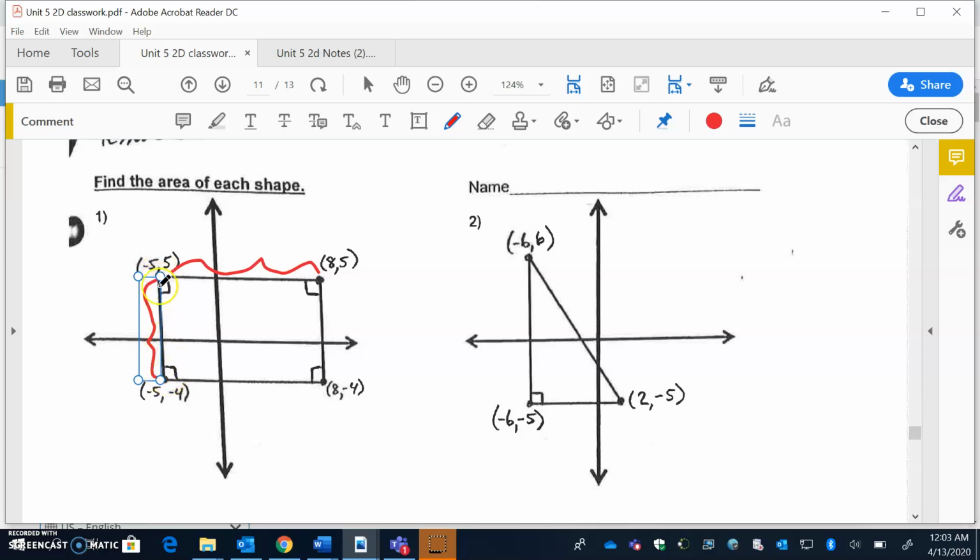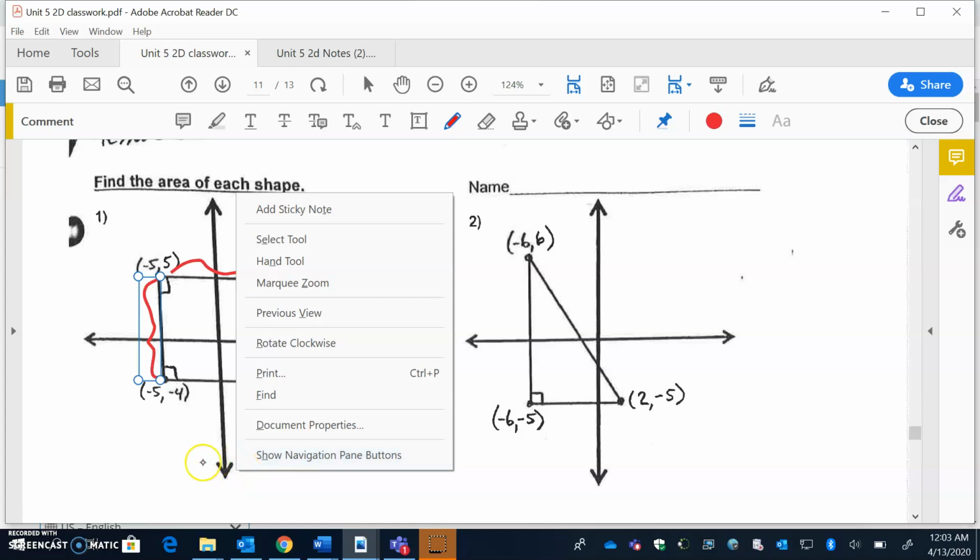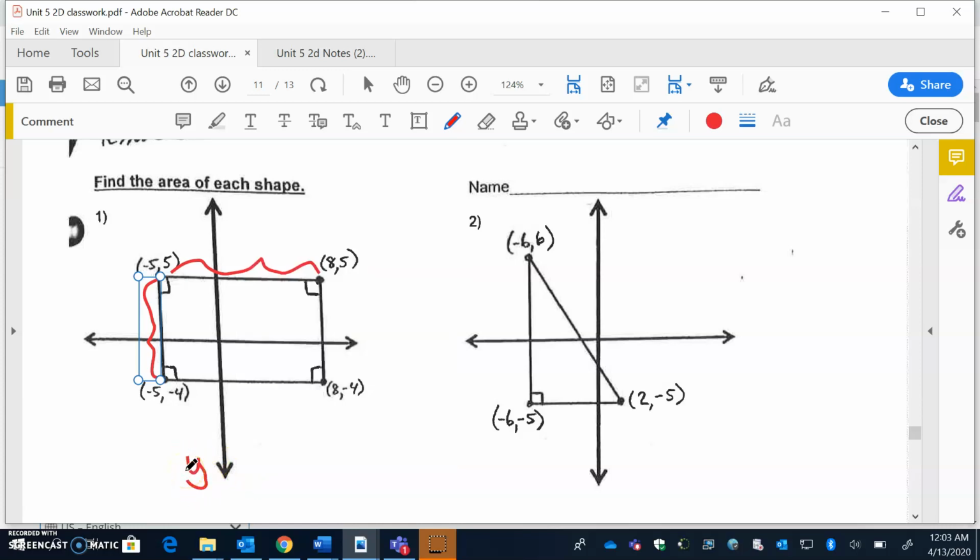And because this line goes up and down, it goes up and down just like your y-axis. So because of that, I'm going to use the y coordinates. So I need to figure out how far it is from 5 all the way down to -4. So for some of you, this is just going to be the answer is 9.